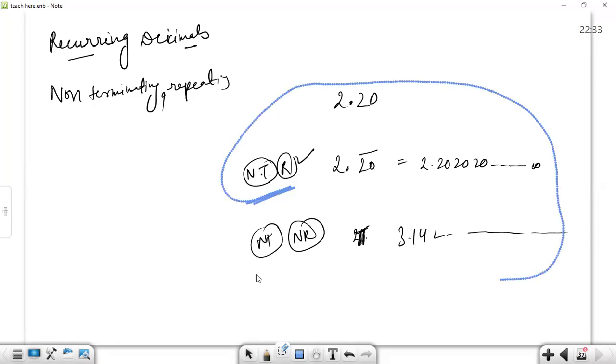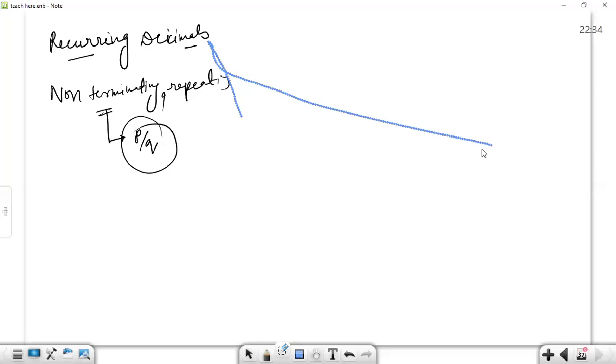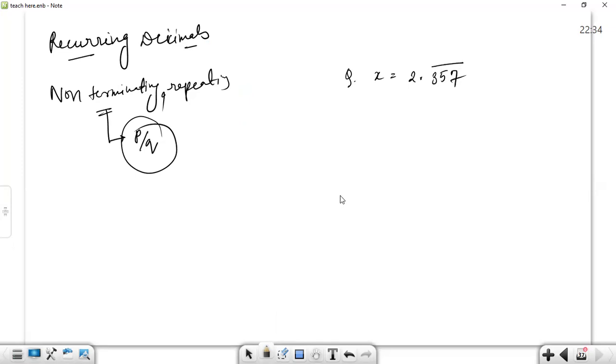Yes, sir. As they are part of rational numbers, we will learn how to represent these numbers as rational numbers, or we can write them in p by q form. So let's start by taking an example first. Let's say we are given this number x is equal to 2.357 with a bar on 357, all of the decimals. Now, how shall we find out its rational form, right?